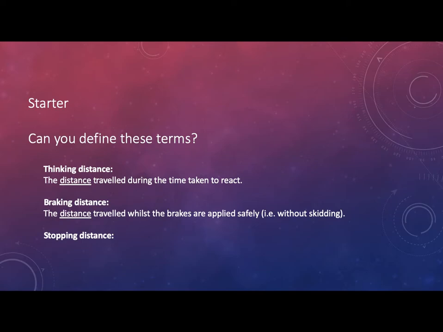Also note that the braking distance is for when the brakes are applied safely, as in without skidding. So if the car skids and you're not braking safely, it's going to take longer to stop. Stopping distance, the final one, is thinking distance plus braking distance, the total distance taken to stop the car from seeing the hazard. So it's made up of the thinking distance, the distance travelled during the time taken to react, and the braking distance, the distance travelled while the brakes are applied safely.